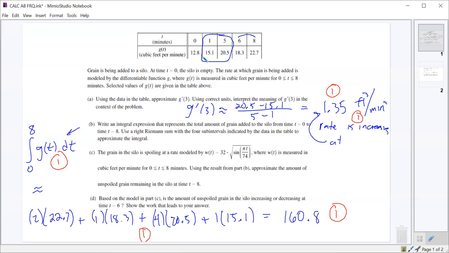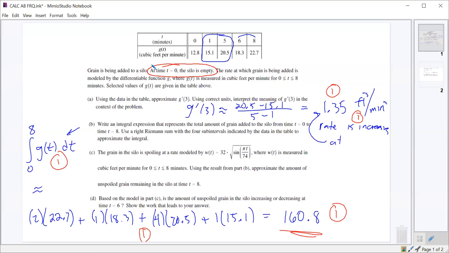All right. Part C. Oh, fun. The grain in the silo is spoiling at a rate modeled by W of t, which is that fun function. We want to use our result from part B, so this 160.8 that we already got, to approximate the amount of unspoiled grain that remains in the silo at t equals 8. So we put in 160.8. We want to check our initial condition. At the beginning, the silo is empty.